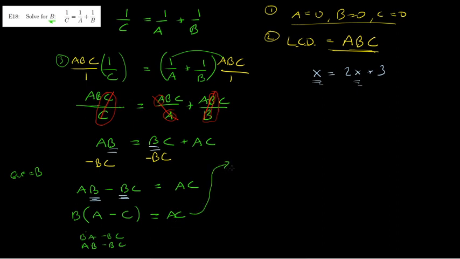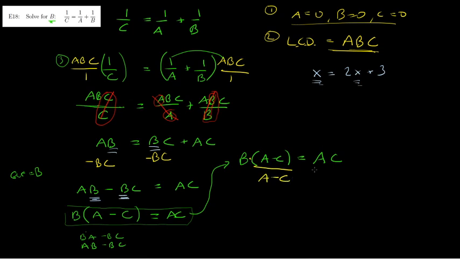So hang on. I'm just going to copy this down here. B times a minus c is equal to a times c. So that's what we have so far, right? Okay. So we're not quite done yet because we want to solve for b, right? And luckily, there's only one more thing we have to do. What's the opposite of multiplying b times a minus c? The opposite of multiplying by a minus c is dividing by a minus c.